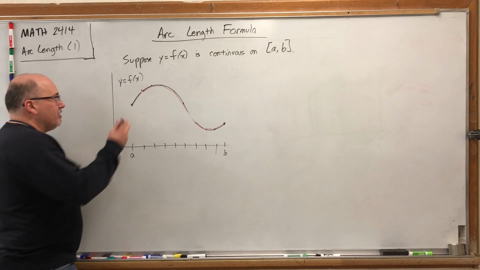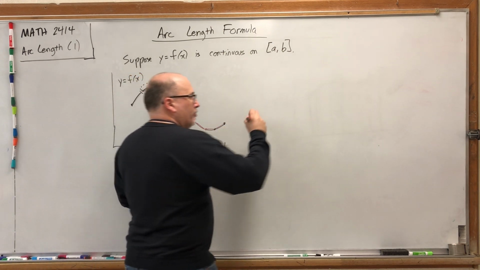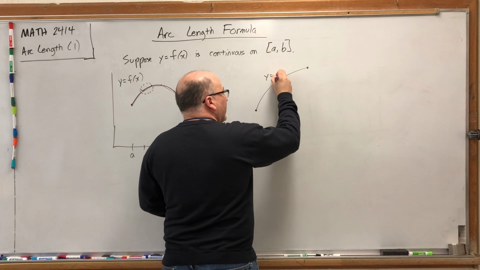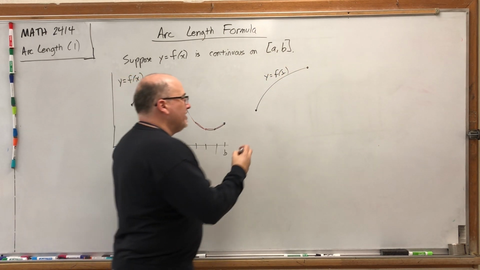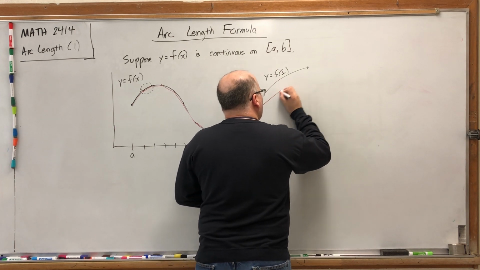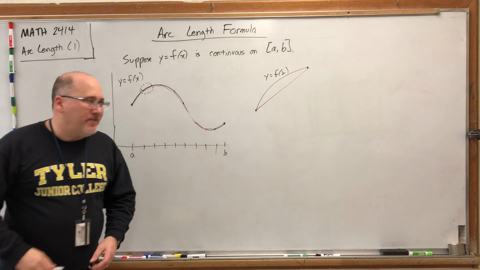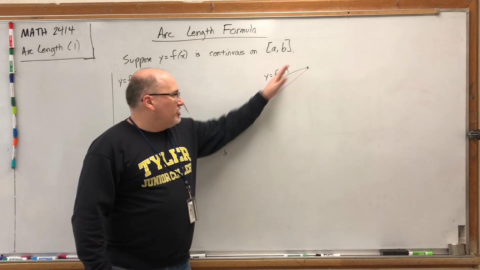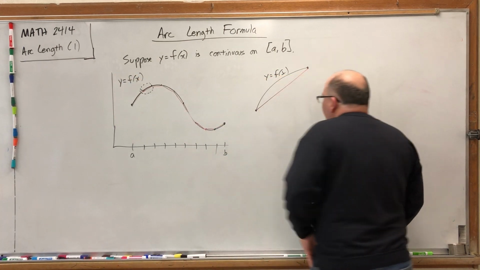So I'm going to pick this curvy segment here, and I'm going to blow it up a little bit. Let's say that's the actual curve, y equals f of x. But if we connect the endpoints of that piece, we get that line segment. That red line segment is a good approximation for this arc length if we were to zoom in on this piece right here. So let's go with that.